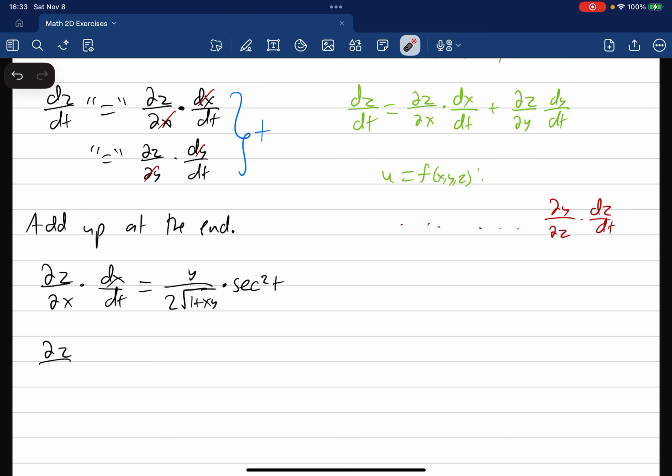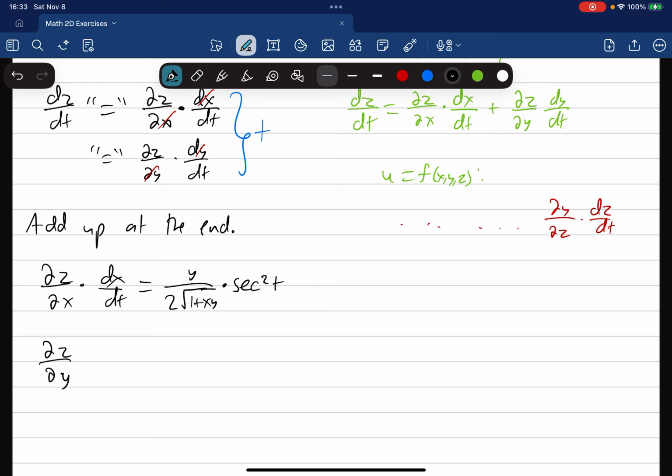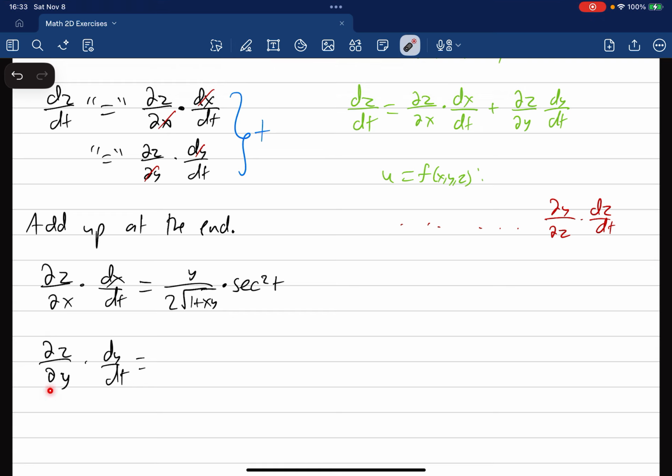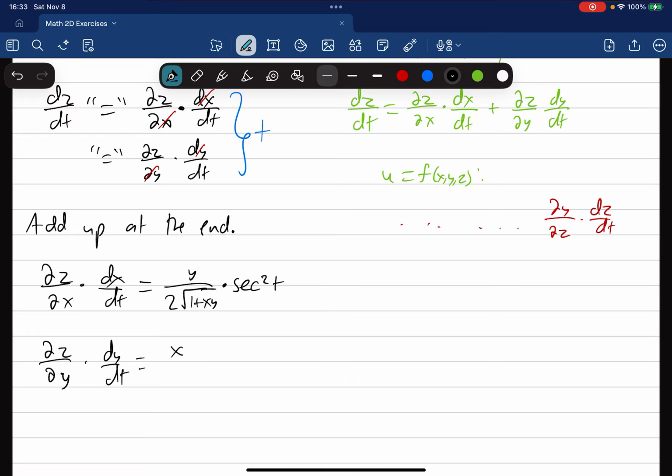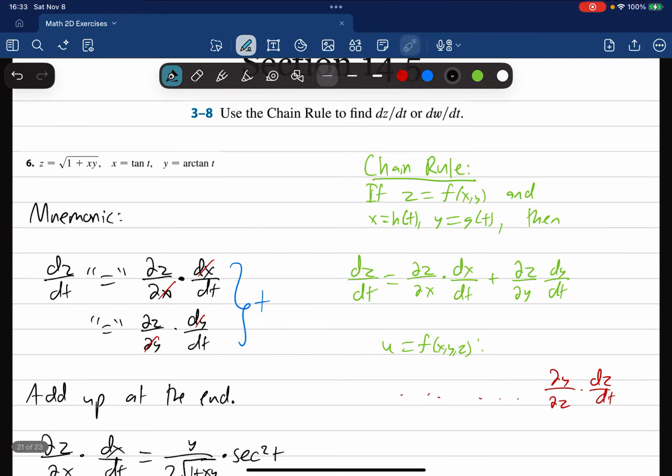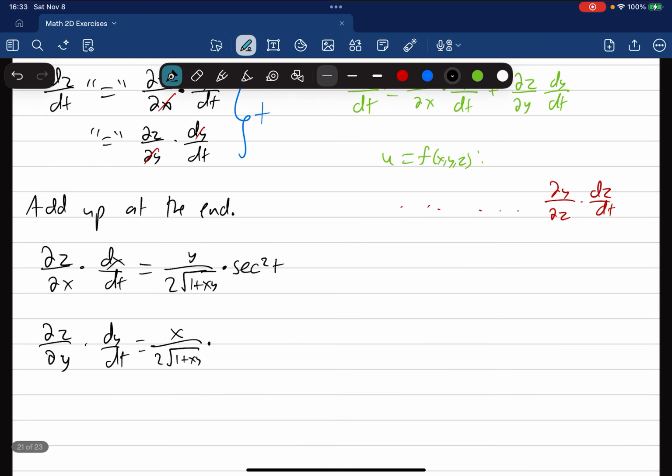Now we do the same. We just replace x with y. Partial z with respect to y times dy/dt. Well, it's not hard to see that the partial derivative with respect to y will be exactly the same thing, but now we're just switching y with x. And then dy/dt will be 1 over 1 plus t squared.